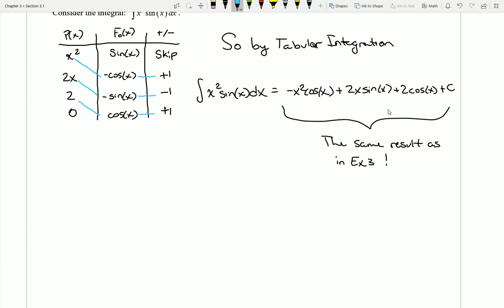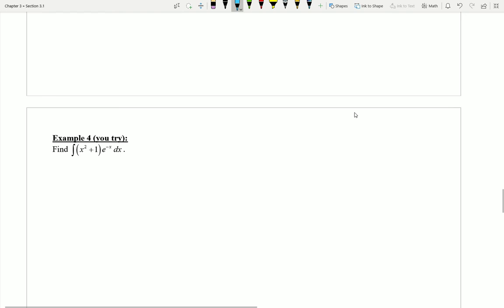In fact, I would ask you to see if you can try to do this exact same thing on your own here on example number 4. I won't create a video for this one, but you of course can check the solutions as you try this problem with the notes that are posted up in Blackboard.